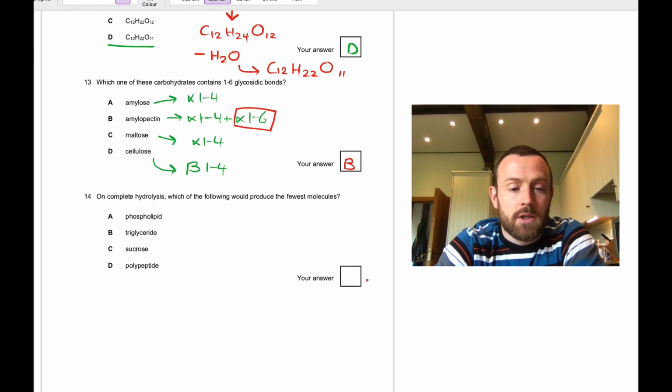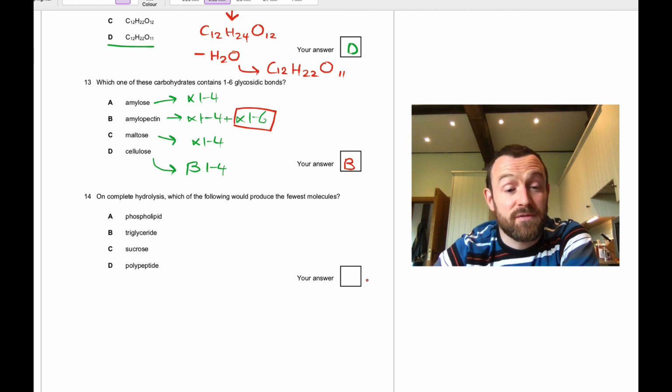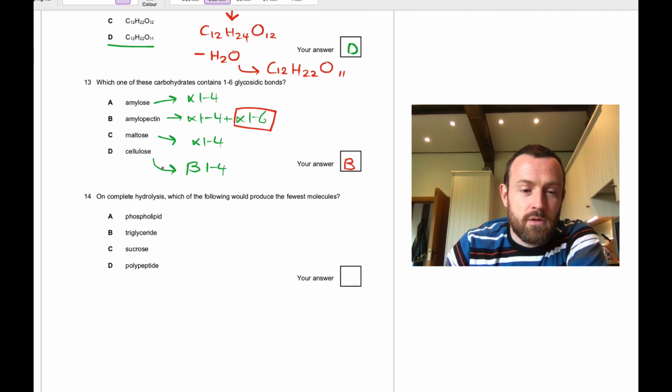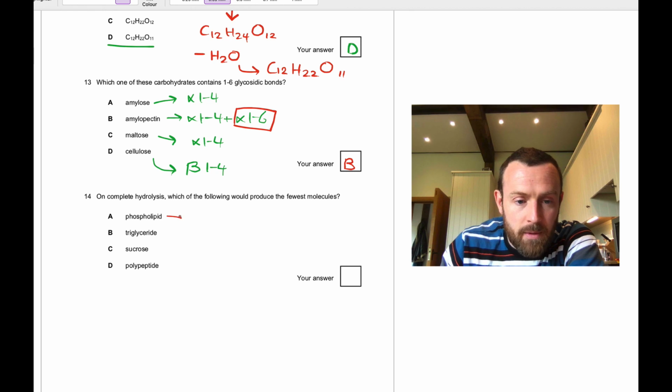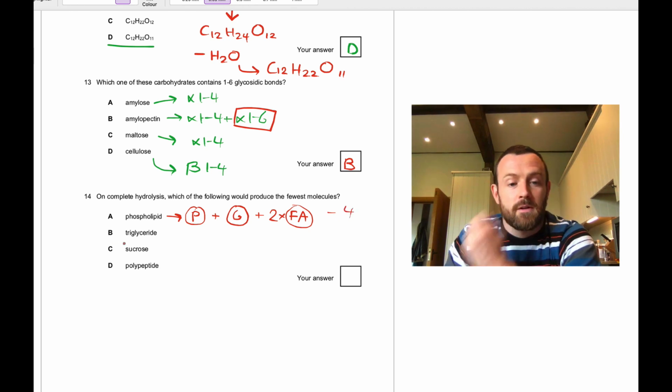14. On complete hydrolysis, remember that means splitting, which of the following would produce the fewest molecules? That is really interesting. I like this one. Okay, so complete hydrolysis. I have to think through this one. Phospholipid, well, we get the phosphate group, plus we get the glycerol, which is in the middle, plus we get 2 fatty acids. So therefore we'd have 1, 2, 3, 4 molecules.